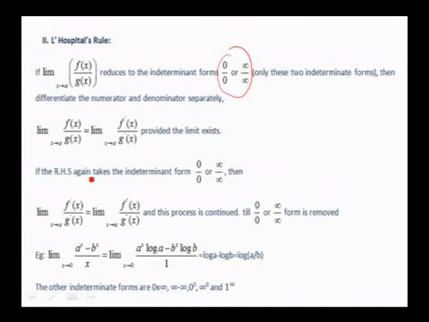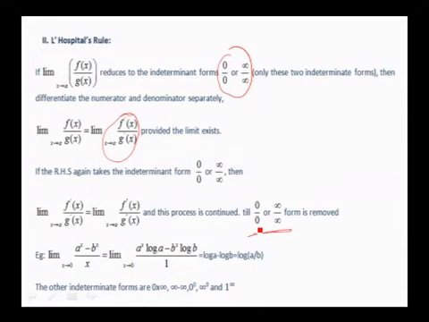If the RHS again takes the indeterminate form 0 by 0 or infinity by infinity, then the limit of f dash x over g dash x is equal to the limit of f double dash x over g double dash x as x tends to a, and the process is continued until this 0 by 0 or infinity by infinity form is removed. So you can continue this process until the indeterminate form goes off.